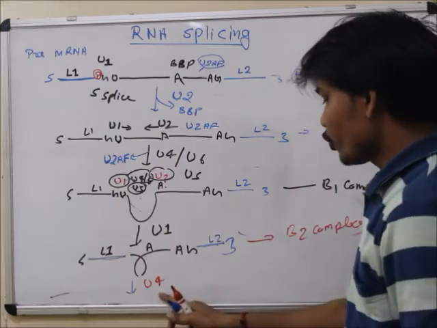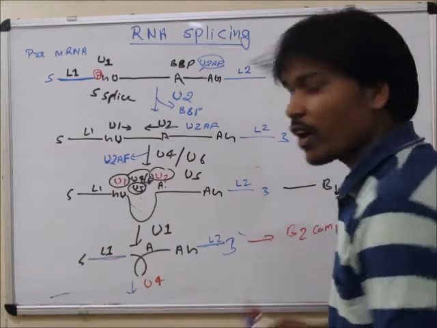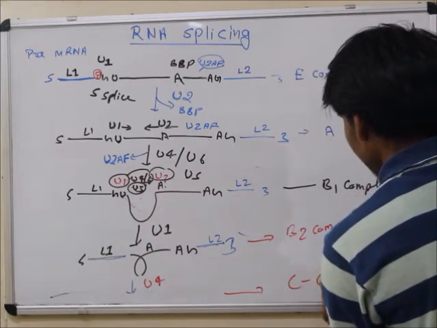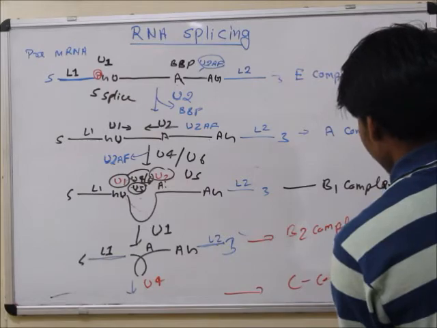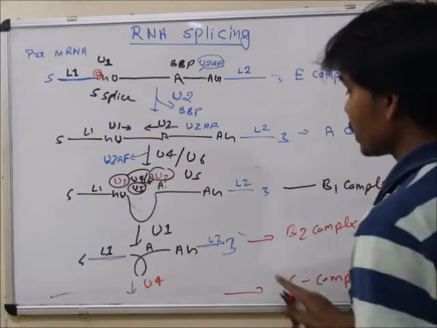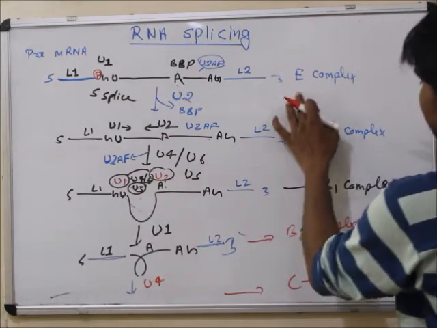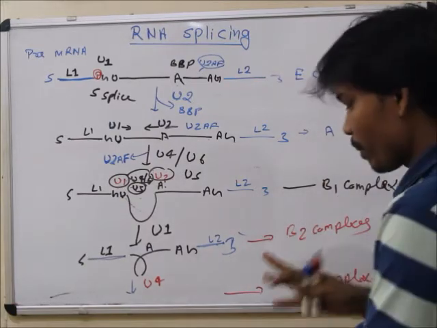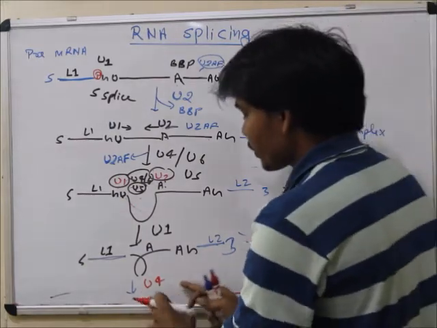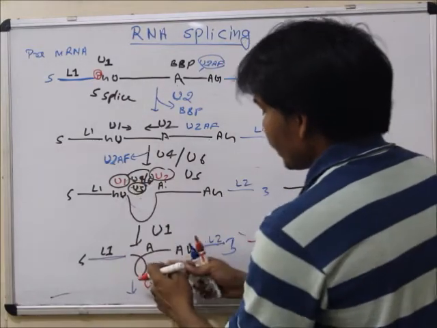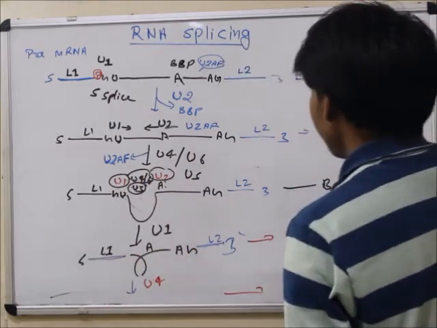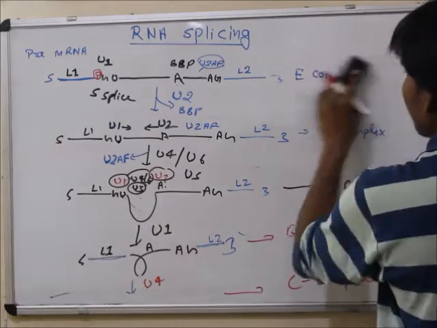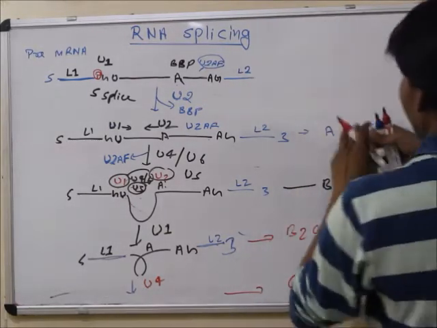Then U4 is released, and the structure formed is called the C complex. So this is the sequence: E complex, A complex, B1 complex, B2 complex and C complex, and the structure formed is in the form of a lariat. The intron is removed as I have described before. After that, what structure is released?